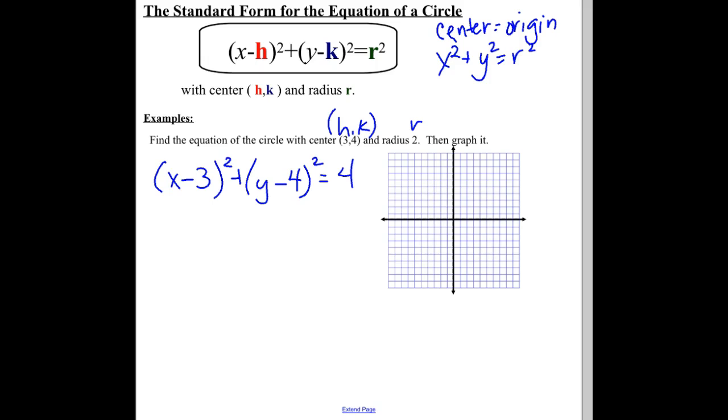If you were going to graph it, we are told the center was 3, 4. So we're going to put a dot at 3, 4. And then if the radius is 2, to draw our circle, we're just going to go 2 in all 4 of our main directions. Okay? So 2 to the right, put a dot. 2 up, put a dot. 2 to the left, put a dot. And 2 below, put a dot. So you're just going out 2 spaces in each direction from that center point. All right? And then just draw the best circle you can. Okay?